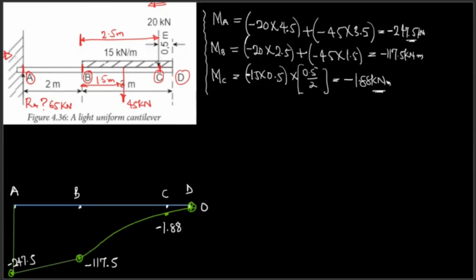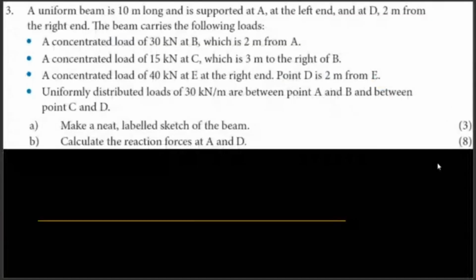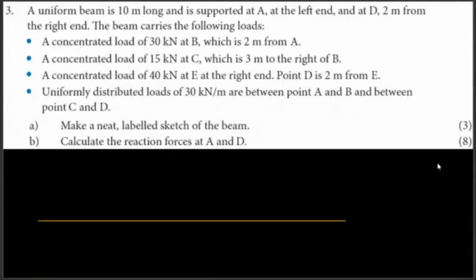What I'm going to do in question 3 is show you how to draw the beam. I'm just going to interpret the question. Then I'll allow you to calculate the reactions and draw the shear force and bending moment diagram. Because if the diagram is wrong, everything is going to be wrong. You can just compare.